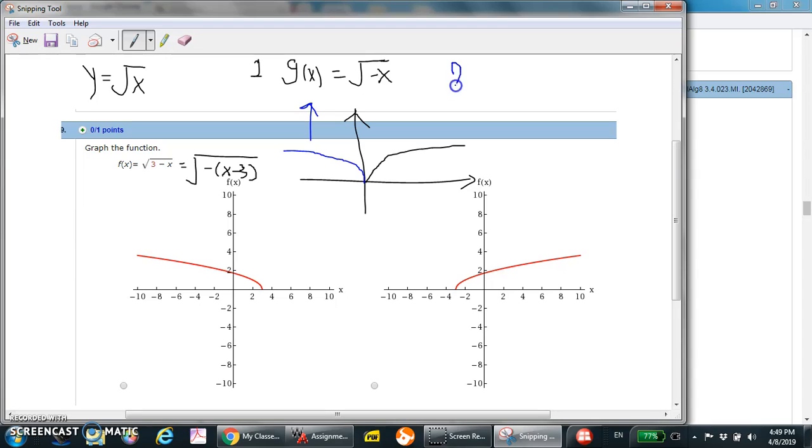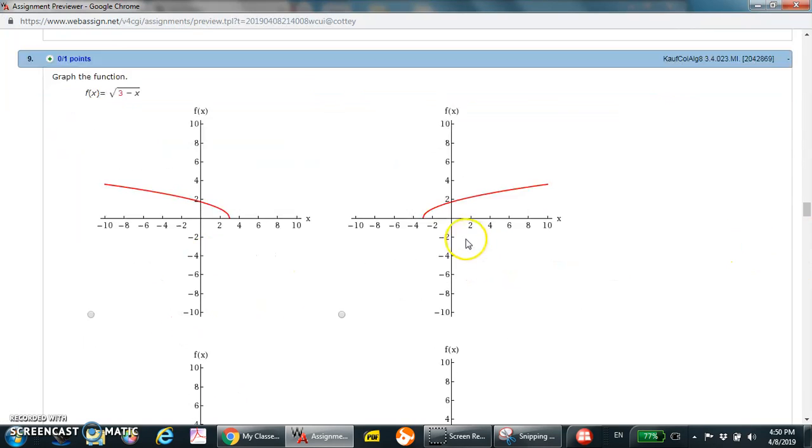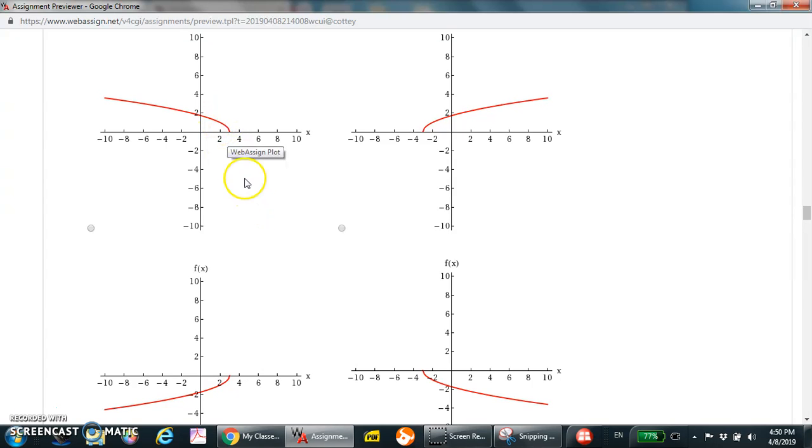And next I will do this horizontal translation, because here we have x minus 3. So we're going to shift the graph to the right for 3 units. So therefore, the answer will be the first one.